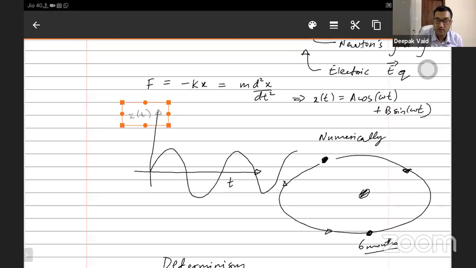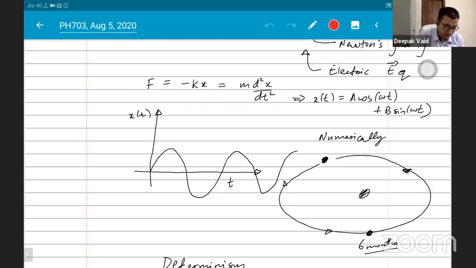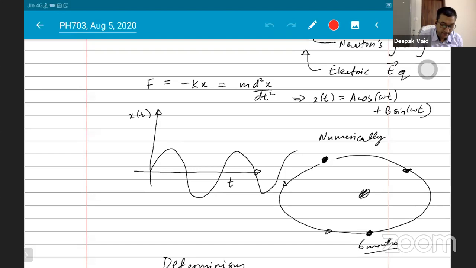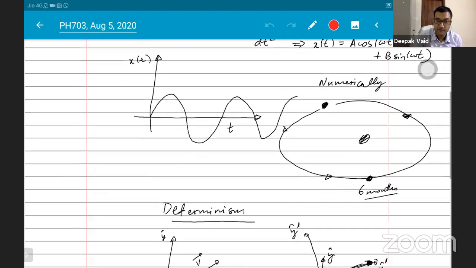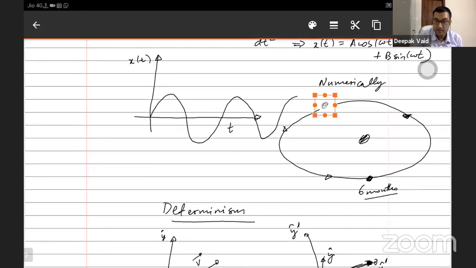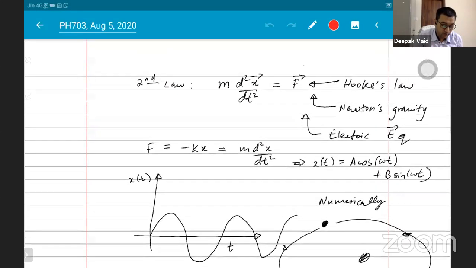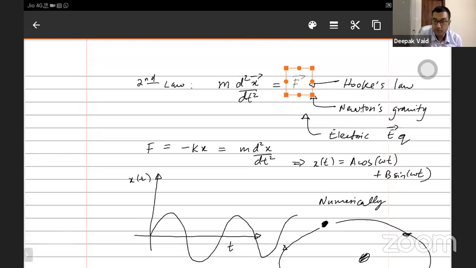So x is your position. In this case, we're talking about the equation of a simple harmonic oscillator. And the position of this harmonic oscillator as a function of time can be given in closed form. It takes this general appearance, right? It looks like a sinusoidal wave. Similarly, if you look at, let's say, the motion of a planetary body, it is given by a similar differential equation. Only now, the expression for this force is different.